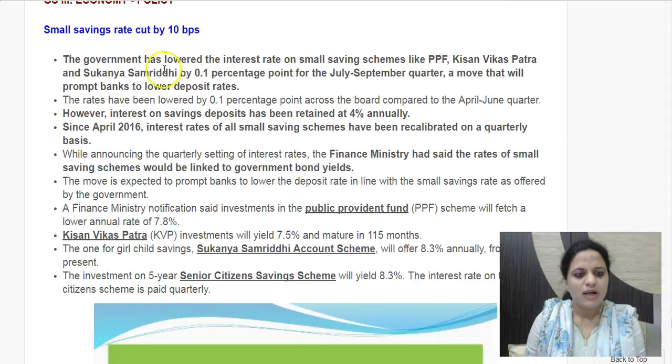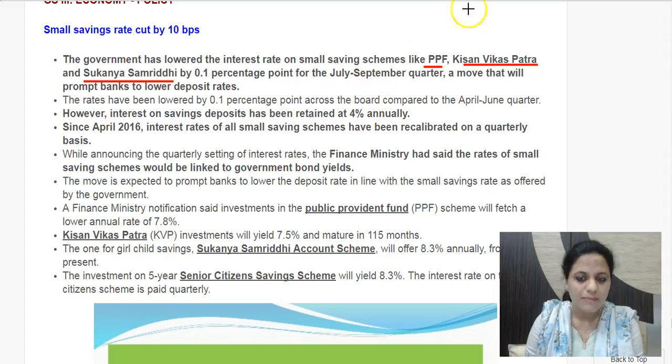Then next is: small savings rate cut by 10 basis points. The government has lowered the interest rate on small savings schemes like Public Provident Fund, Kisan Vikas Patra and Sukanya Samriddhi Yojana. These interest rates are quite high compared to the deposit rates which banks give. That's why banks argue that people would not deposit with them, but rather in these schemes. Now the banks are flush with deposits, and these interest rates are being brought down in line with the government's initiative. They have been brought down on a regular basis.